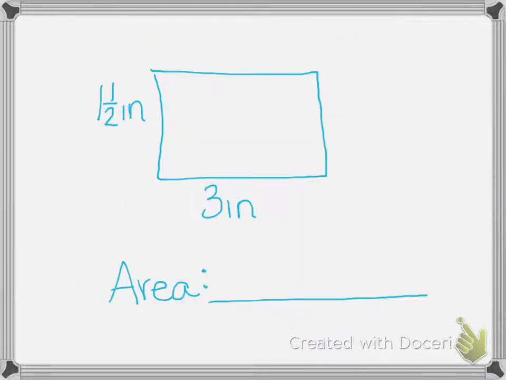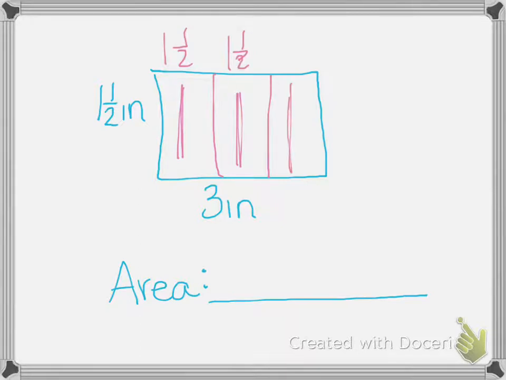Number 2 says, Raul says he can find the area of the rectangle that is 1.5 inches by 3 inches by using addition. Write a number model that Raul could use to find the area of this rectangle. So, I know my rectangle is 1.5 by 3. So if I cut this into 3s, I know right here is 1.5. I know right here is 1.5. And I know right here is 1.5. So I can add them together.